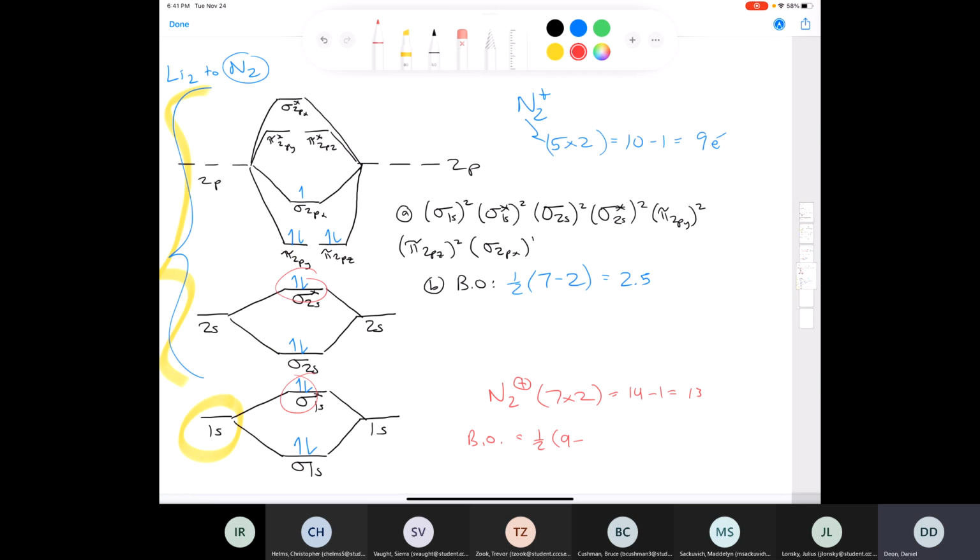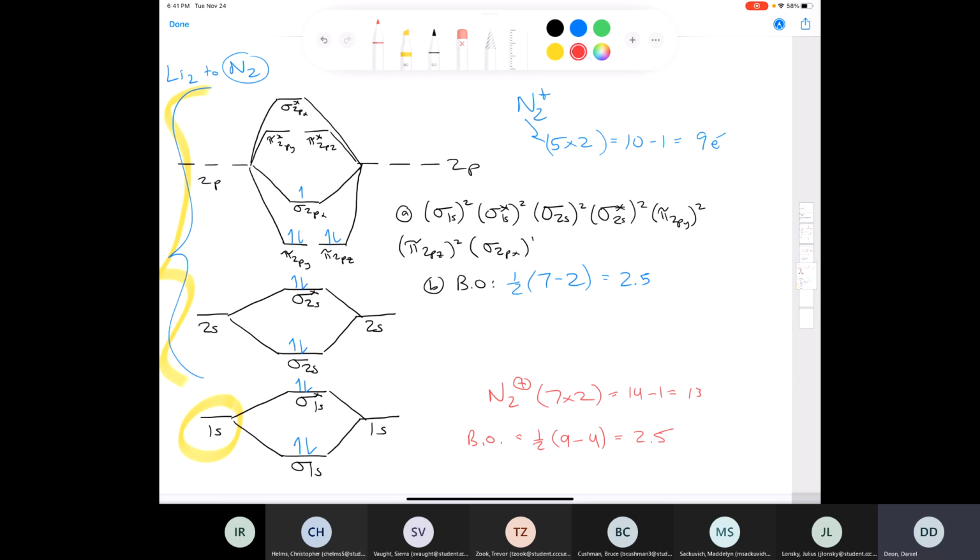1, 2, 3, 4. 9 minus 4 is 5. 5 over 2 is 2.5. So you'd get the same answer no matter what. So the fact that I kind of mixed and matched there a little bit doesn't really matter.